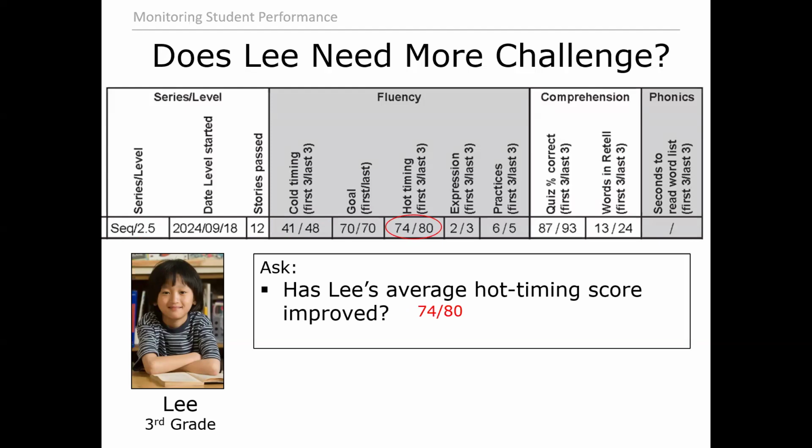So already he's met 2 or more of the criteria. He's making progress in cold timing, in hot timing. The difference between his current hot timing score and his goal is 10 words. His current hot timing score is the last number in the column. That's the most recent 3, the average from the most recent 3. So his average hot timing score right now is 80 and his goal is 70. That's a double-digit difference. So that indicates a challenge is needed.